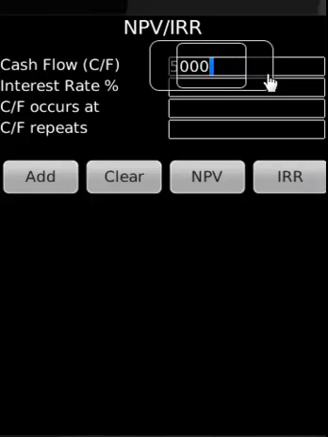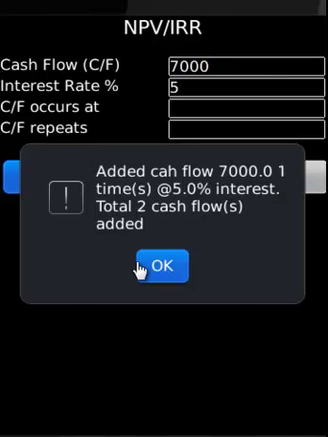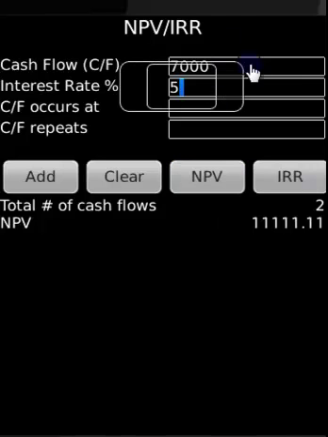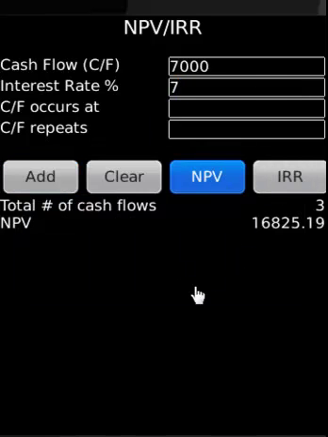So we are saying 5,000, so now say interest rate is 5%, so we added that. So now we add another, 700, same interest rate. So now NPV, so we got the NPV of that. So now let us add one more cash flow at 7% interest rate. Okay, so that is basically what we did here.